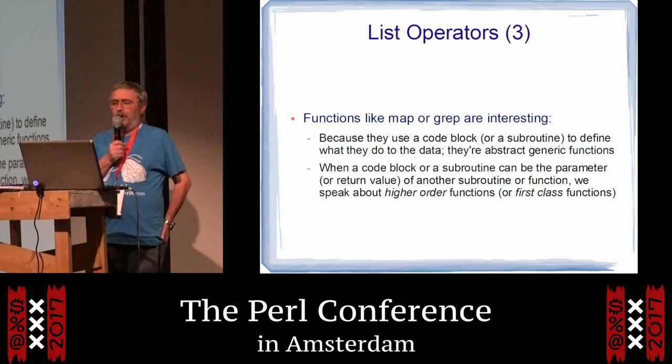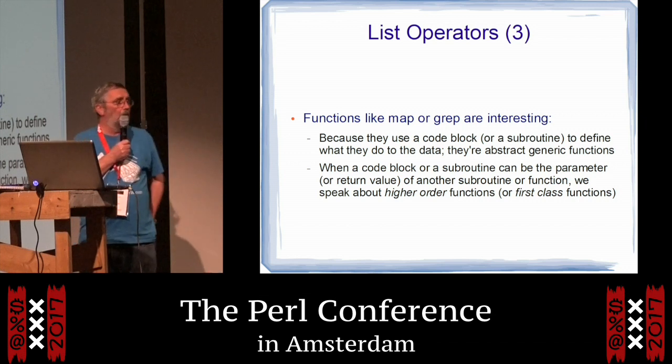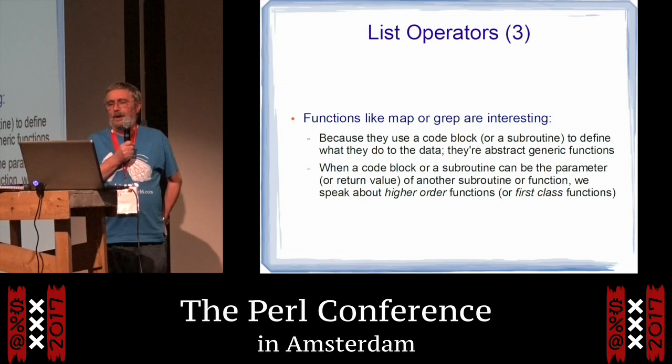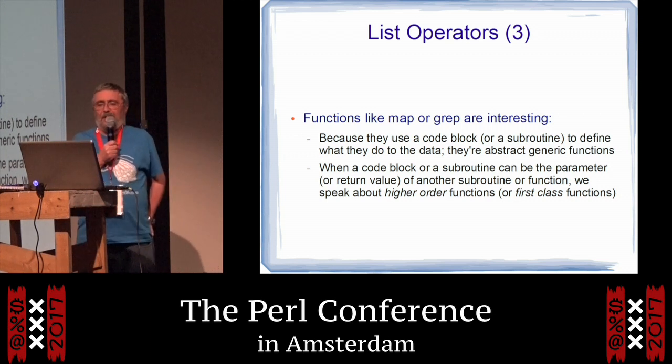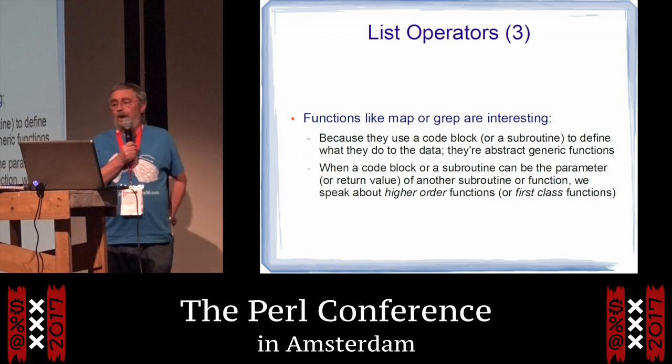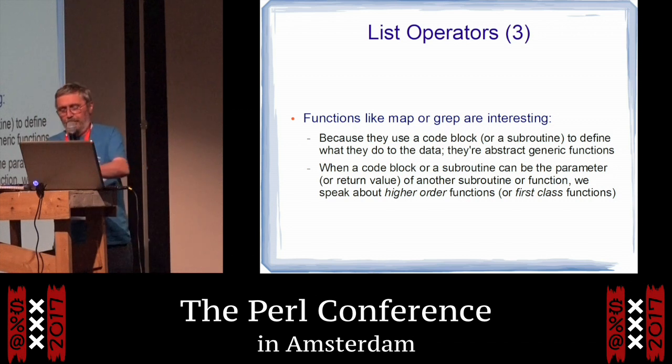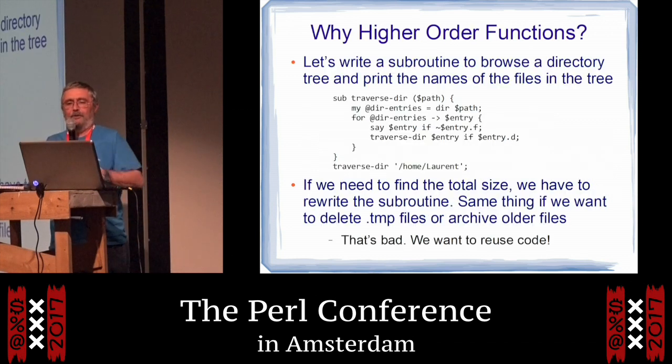So now, when a code block or a subroutine can be a parameter or a return value for another subroutine or function, we speak about higher order functions, or sometimes you also use the word first class functions. And now, why would you want to use higher order functions?